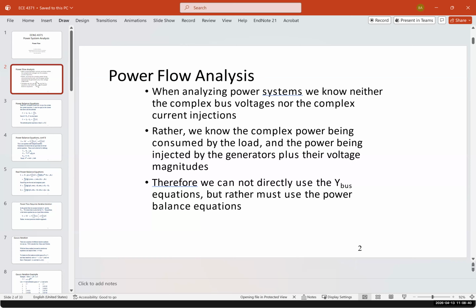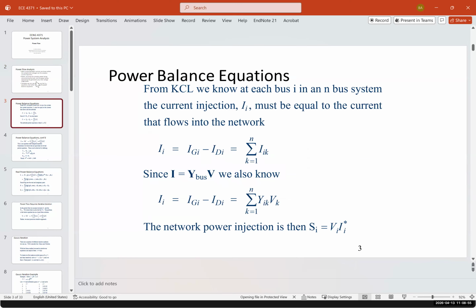So therefore, we cannot directly use the Y-bus equations that we learned in the previous class, but we're going to utilize them, and I will show you how we have to use some iterations, but rather we must use the power balance equations. Now, power balance equations, we had this in the previous class as well, is basically Kirchhoff's current law. So we use KCL, which is Kirchhoff's current law, at each bus i.